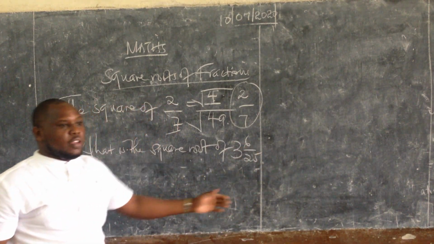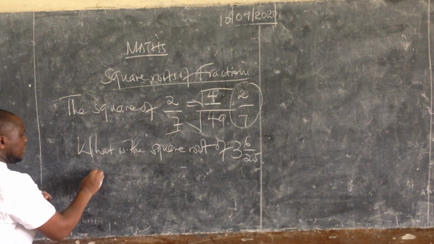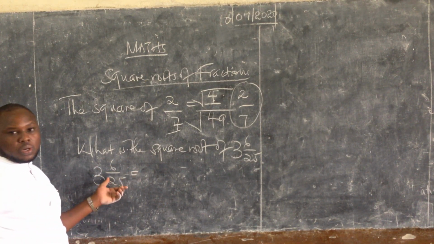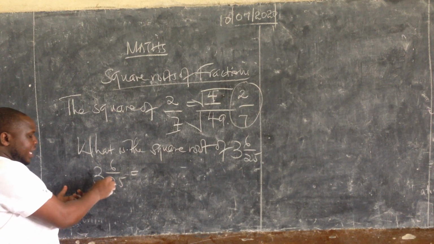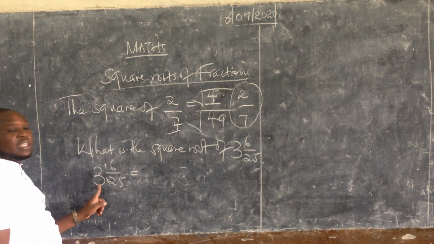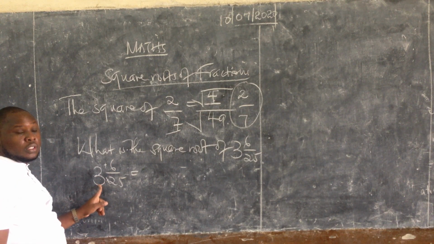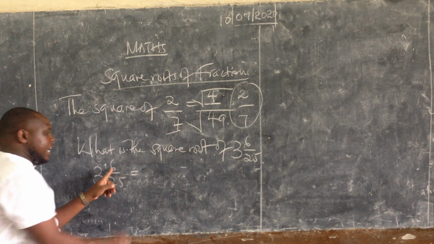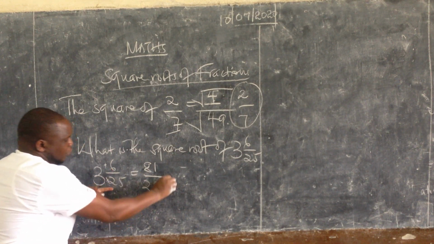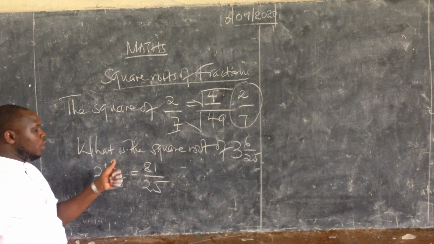So now, whenever you're given a question like this, 3 and 6 over 25, you convert this into an improper fraction. Remember we say you multiply here and then add this number here. So that's rule number 1. So 25 times 3 is 75. 75 plus 6 is 81. 81 over 25.